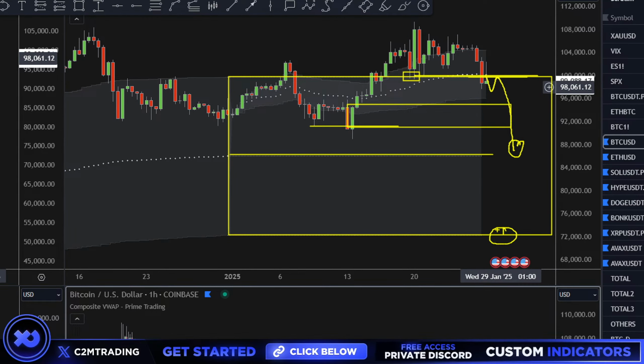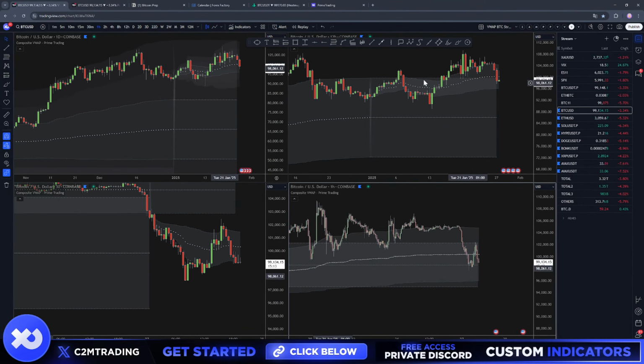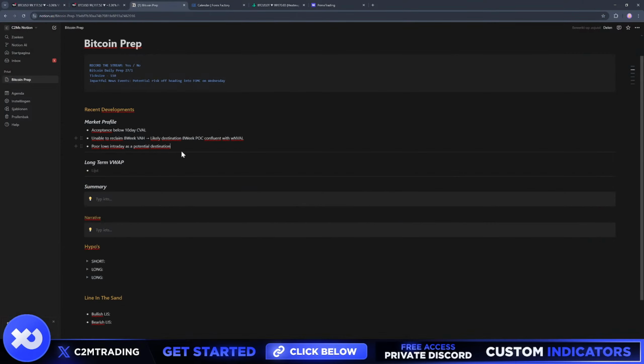So let's just not think about that yet. However, be aware that this is not a good development so far. We need to see strong closes back above previous quarterly value area high to maintain a bullish bias. If that's not the case, then we're pretty much screwed in the short term. Okay. So that's on TPO.